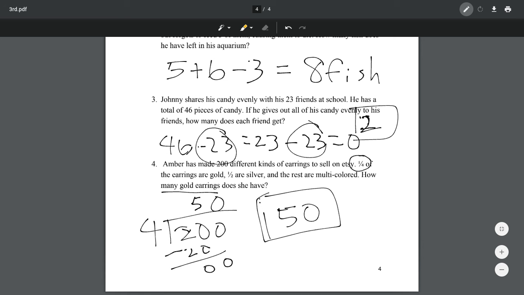Okay, that's it. I went over all the word problem questions because I thought those would be the hardest. So good luck with the rest of the worksheets, you guys.